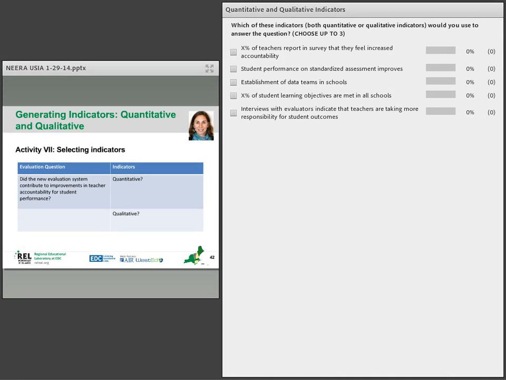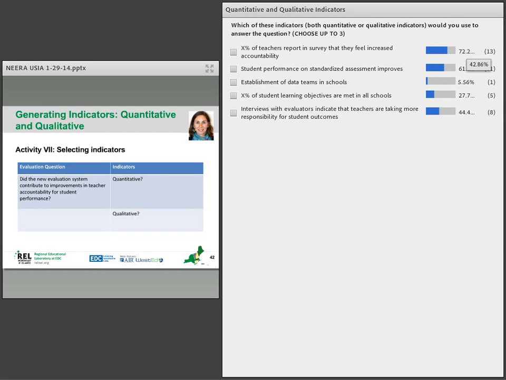So we've given you 5 examples of potential indicators. We didn't have an option for an other here, but there certainly are other potential indicators you might consider. But just to have you think about, if I were doing this, and some of you are doing this work, which would be the indicators that you would select to measure the success of your program in terms of increasing teacher accountability for student outcomes?